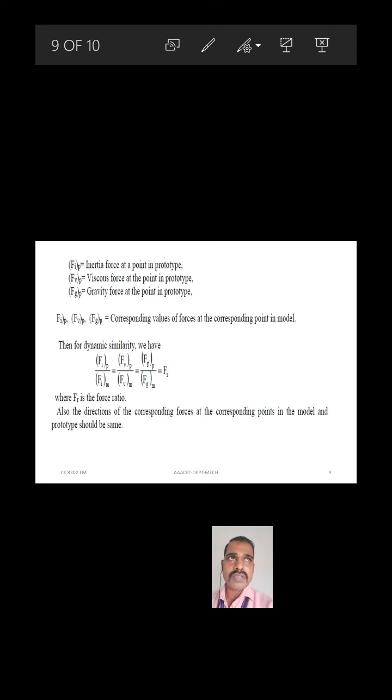So today we have discussed the main topic, that is similitude, in which we discussed the difference between model and prototype, and some similarity laws, right?